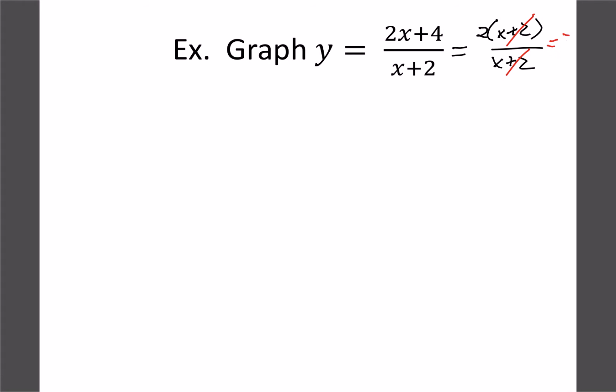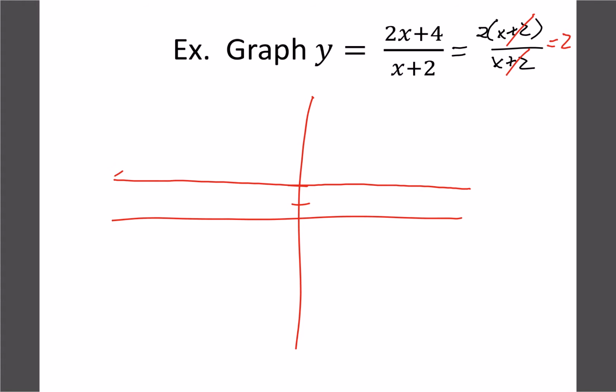So our simplified graph is just y equals 2. Well, that's an easy graph to draw. Y equals 2 is just a horizontal line passing through the point 2. So that's easy, but we've got to go back to look at our non-permissibles.